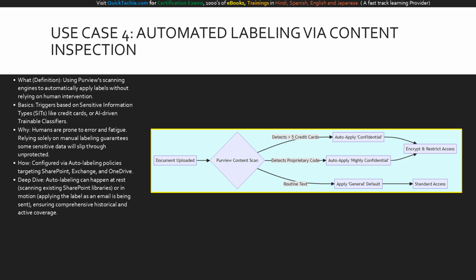Let's follow the automated scanning lifecycle. A document is uploaded to SharePoint, immediately triggering a Purview content scan. The AI inspects the text. If it detects more than 5 credit cards, it takes the top path, auto-applying the confidential label. If the trainable classifier detects proprietary source code, it auto-applies highly confidential. Both of these paths instantly flow into the encrypt and restrict access state. If it just finds routine text, it applies the general default label. Automation ensures zero gaps in your compliance posture.